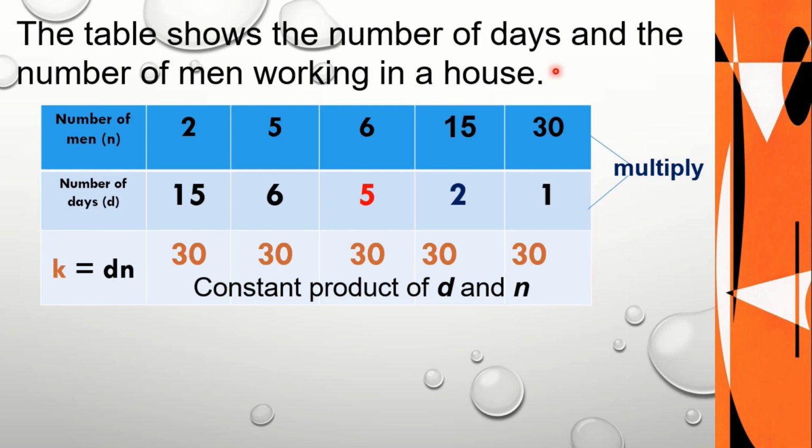The table now shows the number of days and the number of men working on a house. So I have here the number of men. As you can see, as it increases, the number of days decreases. So the constant here is equal to D times N, or the product of days and N. So we have 15 times 2, 30. 6 times 5 is equal to 30. 5 times 6, 30. 2 times 15 is 30. And then the last is 1 times 30 is equal to 30. So the constant product of D and N is equal to 30.